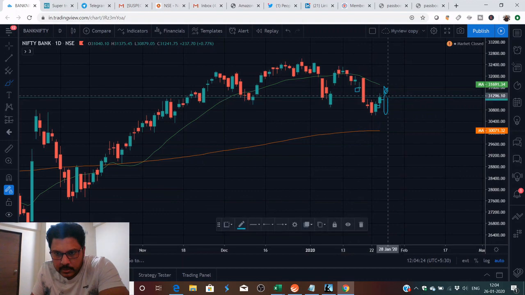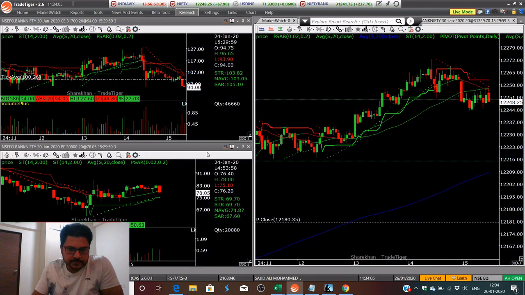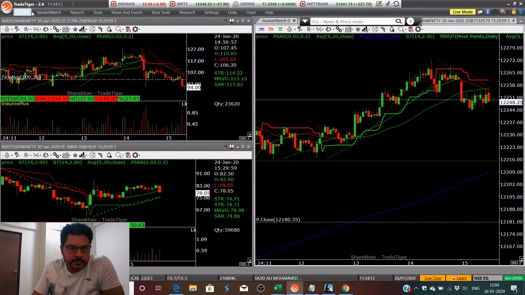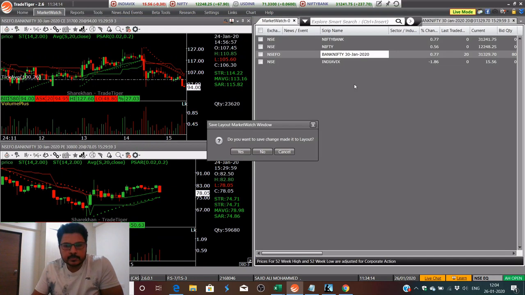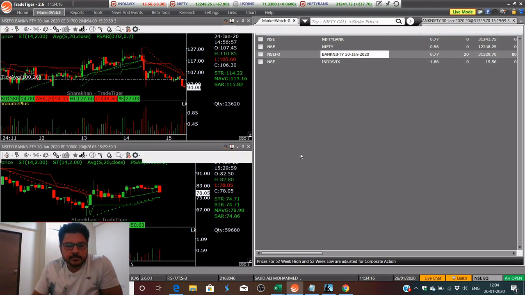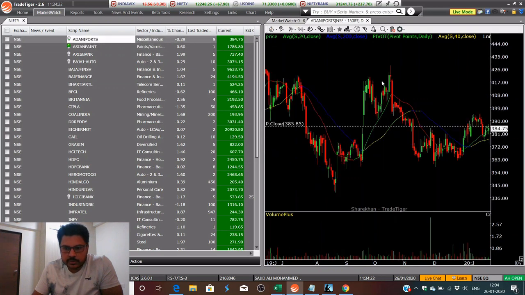Okay, let's analyze Nifty 50 stocks basis our layout. Okay, so let's start with Adani Ports.